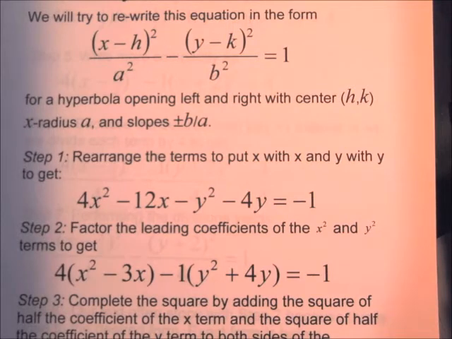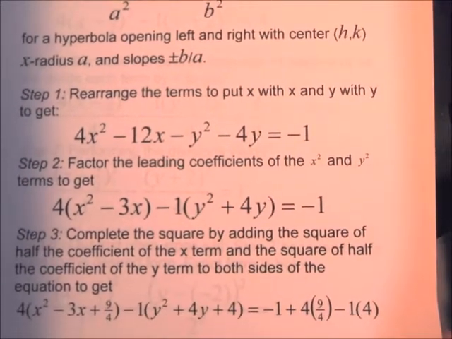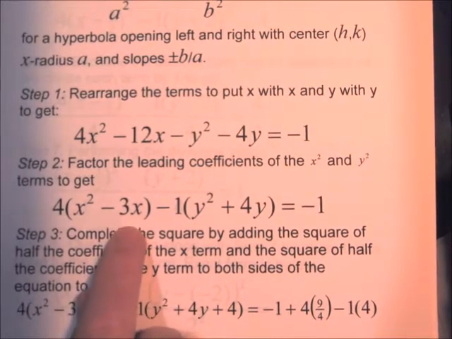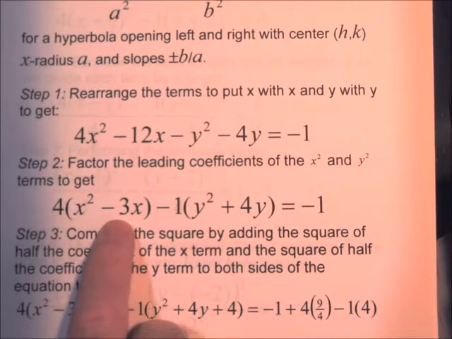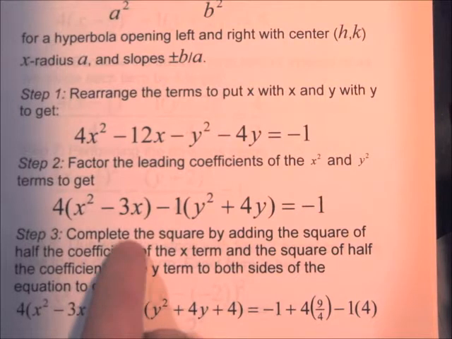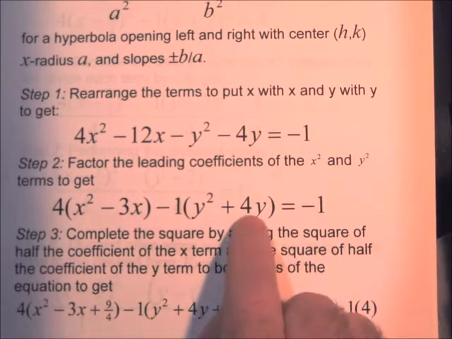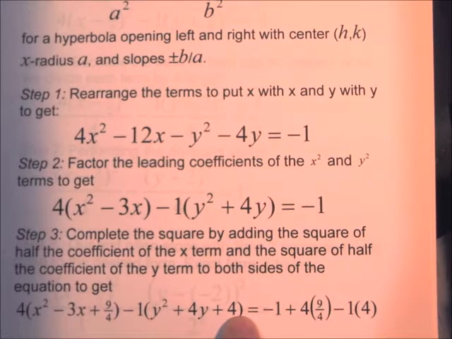Now we can use the method of completing the square. This is basically almost the same procedure we use for an ellipse. We take half the coefficient of x, half of 3 is 3 halves, and then square it. 3 halves times 3 halves is 9/4. Do the same for the y term. Half the coefficient of y, half of 4 is 2. 2 squared is 4. So we're going to add 4 to make this into a perfect square.